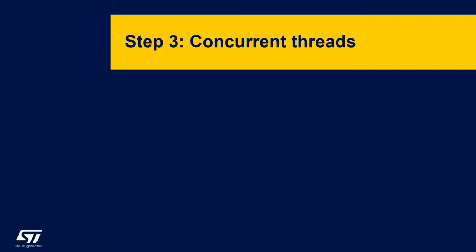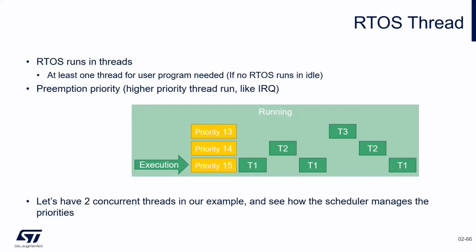We can move now to step number three. Here I have to show you a new concept, which is concurrent thread. So we have so far seen just one thread, but actually in ThreadX, it's an operating system, we can add multiple threads using different priorities.